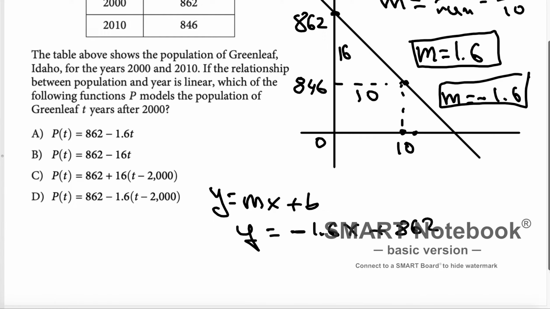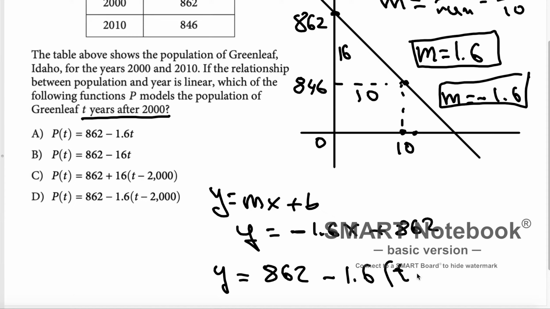But in our case, it says here after 2000. The model's population of Greenleaf T years after 2000. Because it says T years after 2000, we can write this one. So y is going to be, let me write it with a positive value, 862 minus 1.6, and if we write it in terms of t as a year, t minus 2000. So we can take year 1, for example, 2001 minus 2000 is 1. So every year it is going to decline by 1.6.